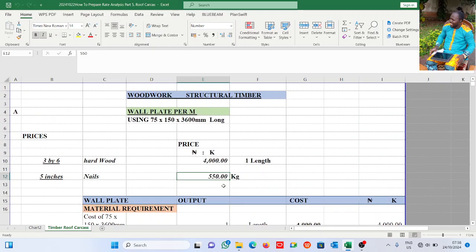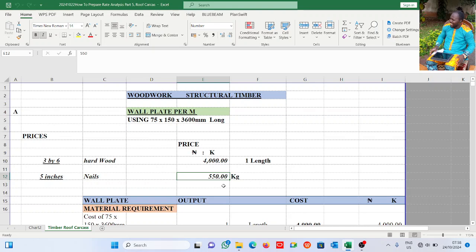And in this tutorial I'll be taking us through structural timber for roof, that is the roof carcass. In the last tutorial on rate analysis, we talked about roof covering. Now I want to look at rate analysis for structural timber, timber works, roof carcass. Alright, this is what we want to be looking at in this particular tutorial.